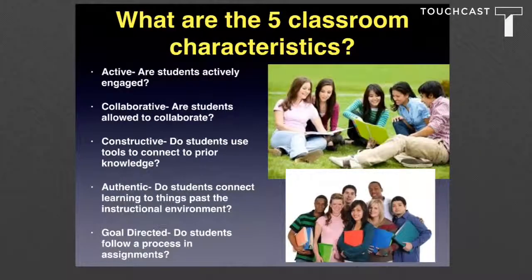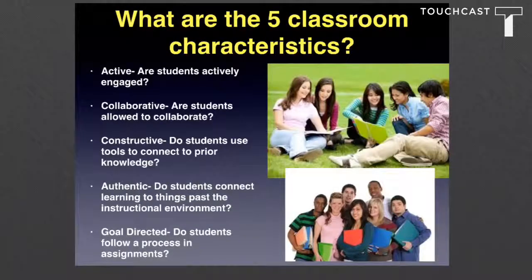So what are the 5 classroom characteristics? First off, are students active? Are students actively engaged in learning? Second, are they collaborative? Are students allowed to collaborate? Third, is it constructive? Do students use tools to connect to prior knowledge? Fourth, is it authentic? Do students connect to things outside the learning environment? Do they get to have that classroom without walls? And last, is it goal directed? Do students follow a process in their assignments?